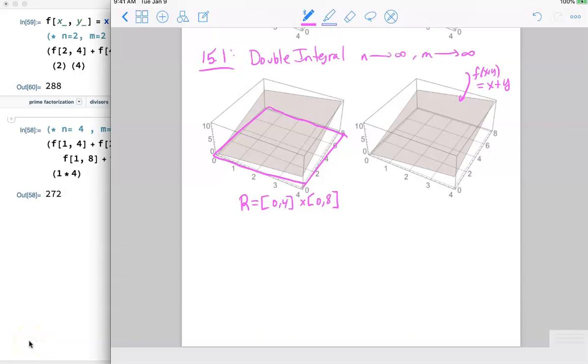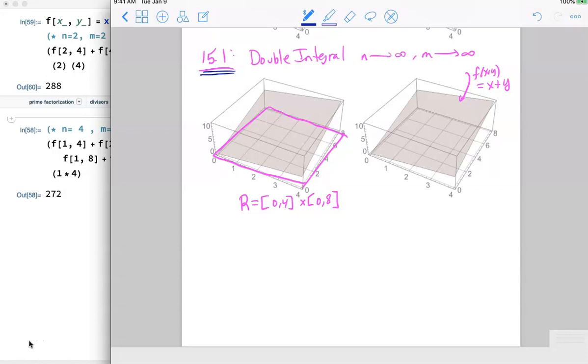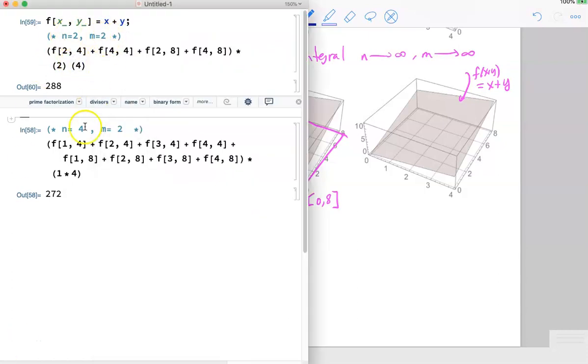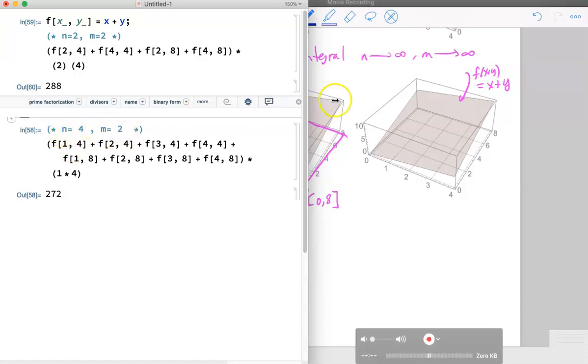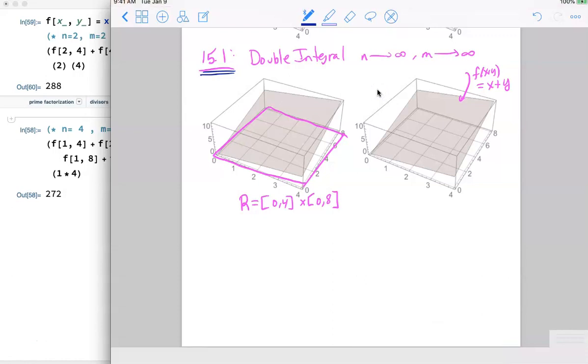Right, in this video, we're still in section 15.1 trying to build our intuition for double integrals. And we've done a couple Riemann sum approximations. We've done the n is equal to 2, m is equal to 2 case, the n is equal to 4, m is equal to 2 case. And I just want to do one more example in terms of patterns.